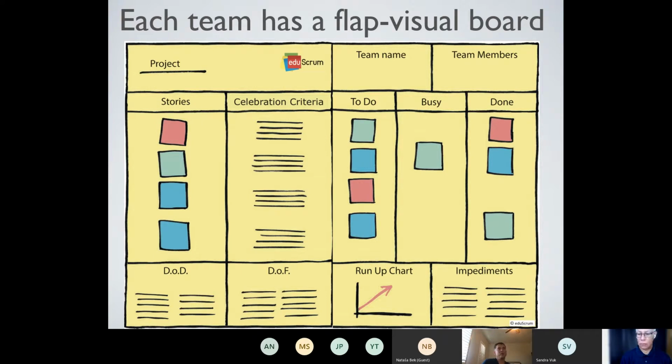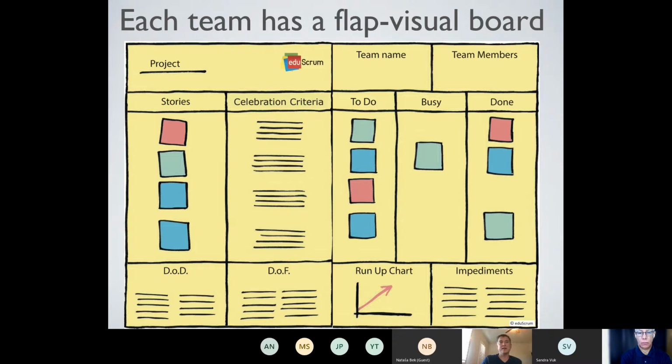I'm going to focus on this, where you see there are 3 columns for to do, busy, and done. Each of these squares here represents a sticky note. On each sticky note there would be a task. So all the tasks that students identify would go into the to-do column, and then as they work on it, they would move it to busy, and when they get done, they would move it to done.